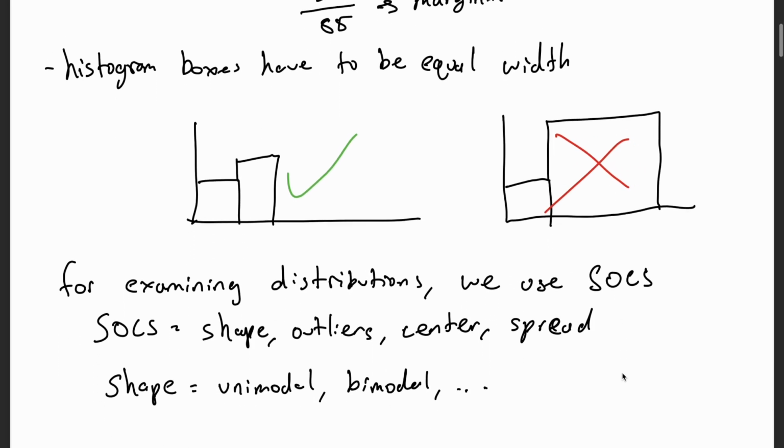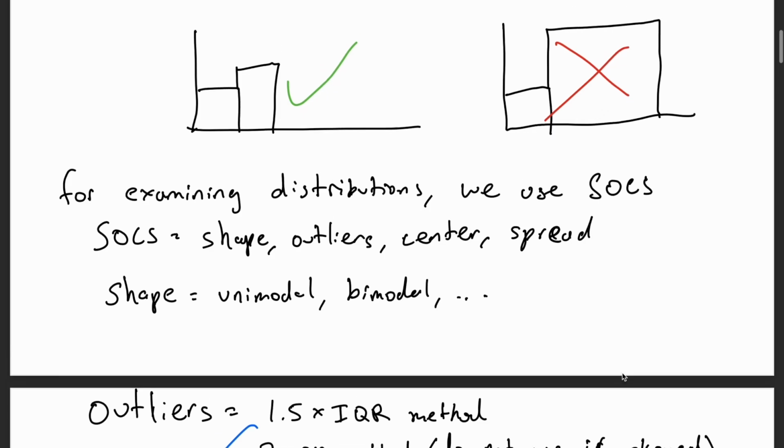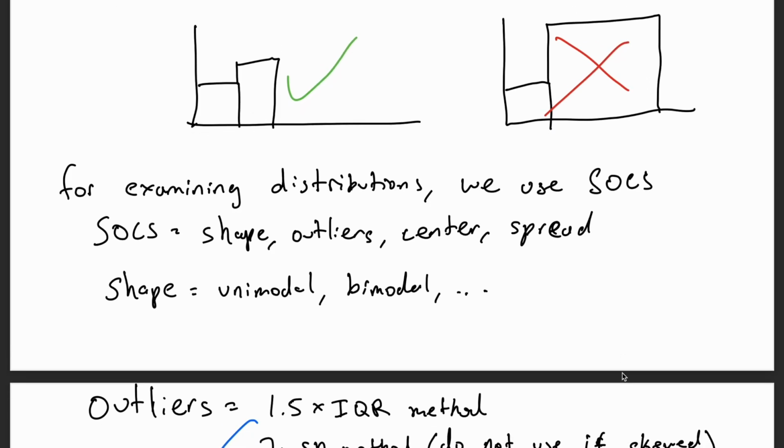Now we can look at examining distributions, and to do that we would use SOCS. If you get an FRQ, you want to remember this acronym, SOCS. Whenever it says to examine a distribution, you'd use this acronym, which is shape, outliers, center, and spread. Shape could be unimodal or bimodal. If there's one peak within the graph, it would be unimodal. If there's two peaks, it's bimodal.